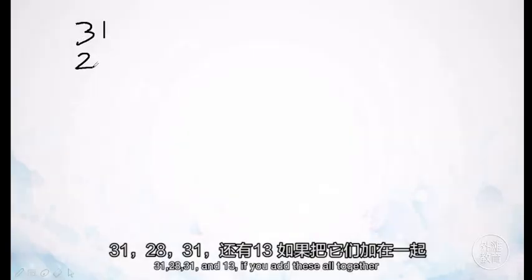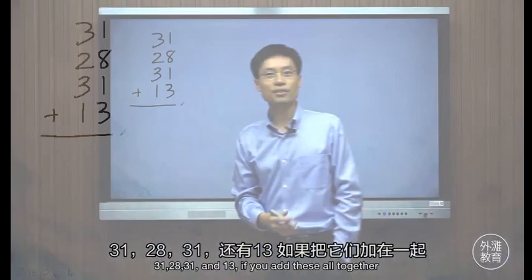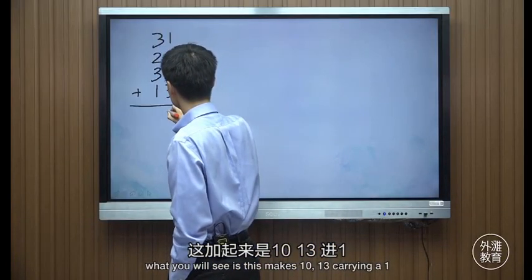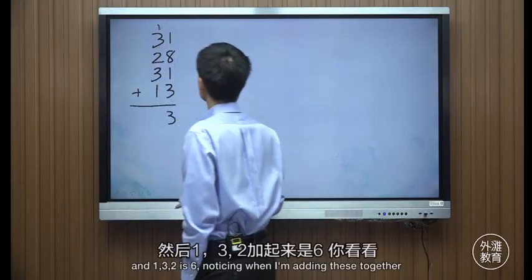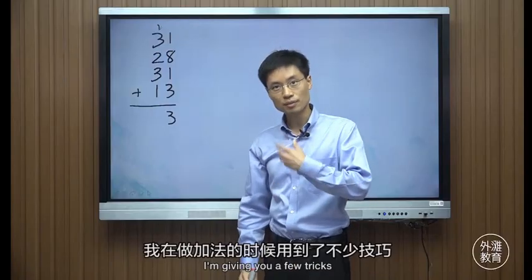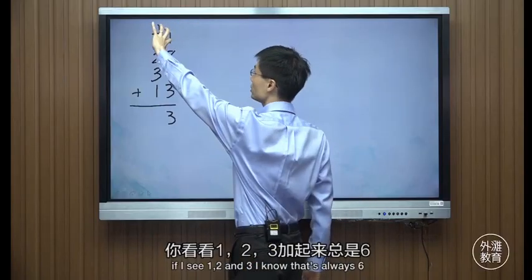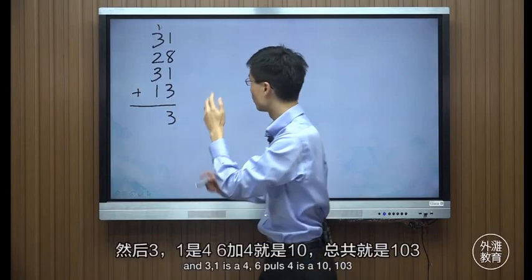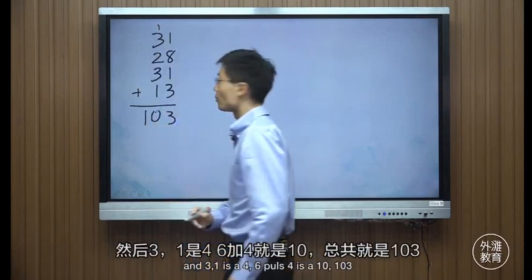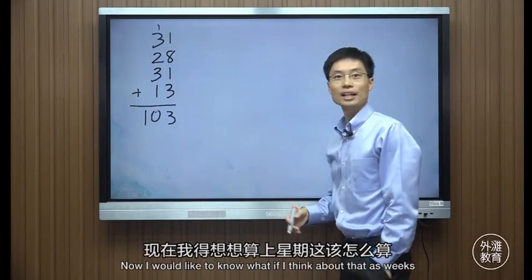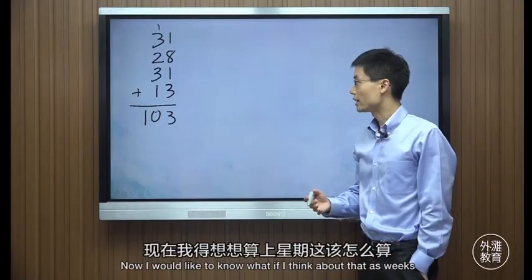31, 28, 31, and 13. If you add these all together, well, what you will see is this makes 10, 13, carrying a 1, and 1, 3, 2 is 6. Notice how I'm adding these together. I'm giving you a few tricks. If I see 1, 2, and 3, I know that's always 6. So here's a 6, and 3, 1 is a 4. 6 plus 4 is 10. 103.